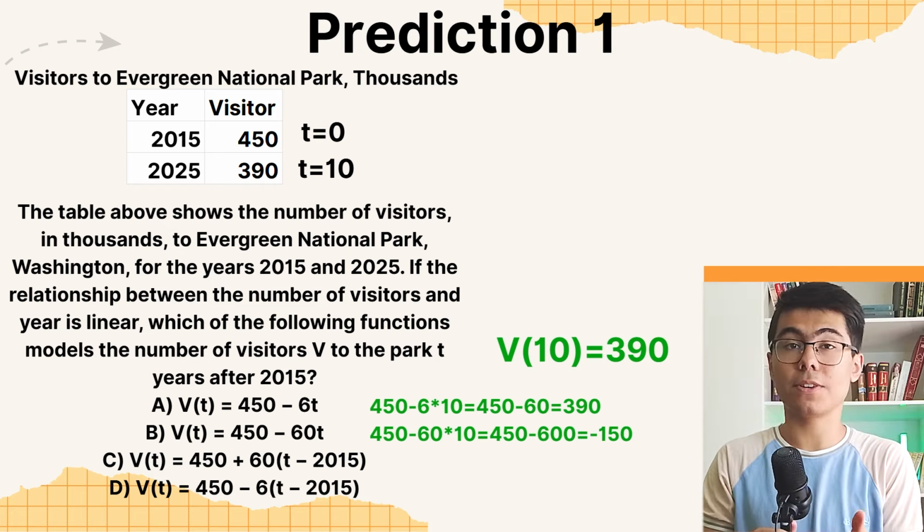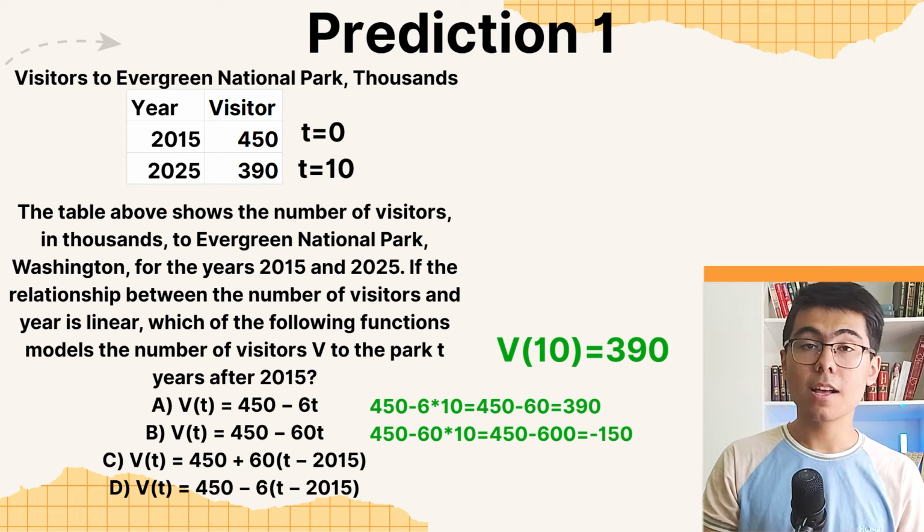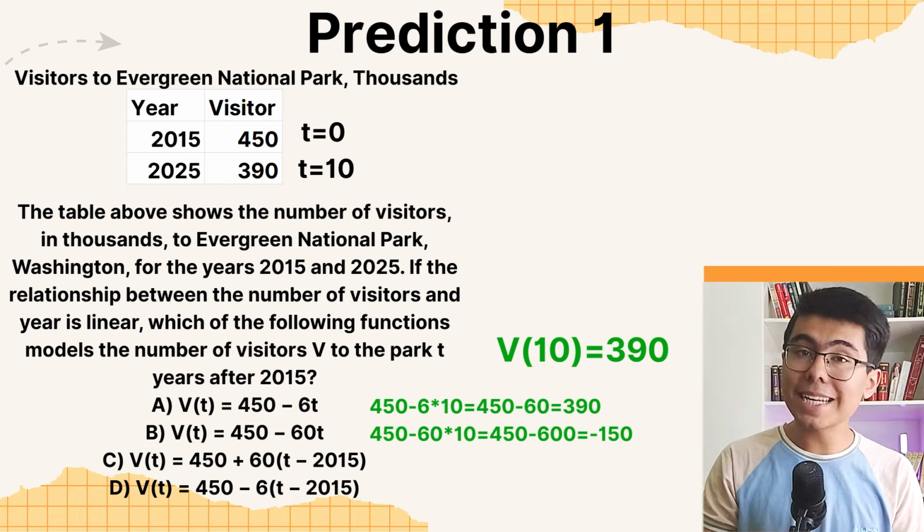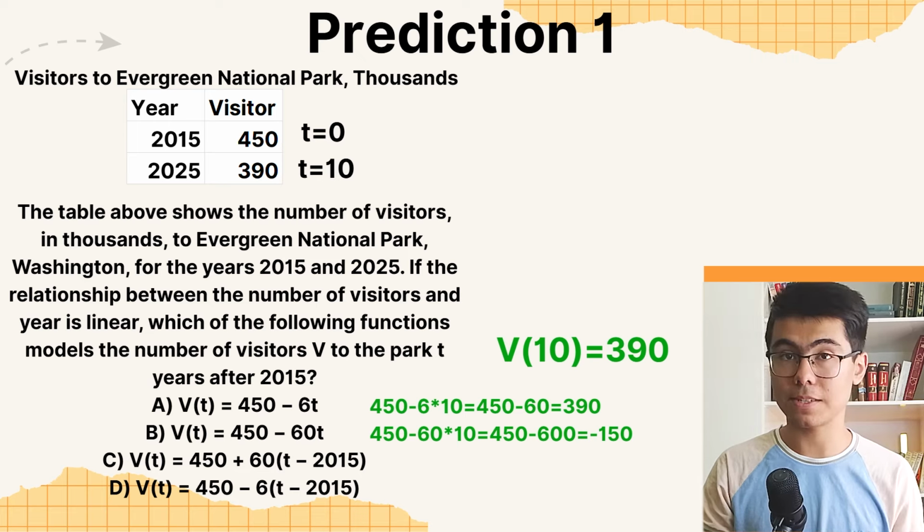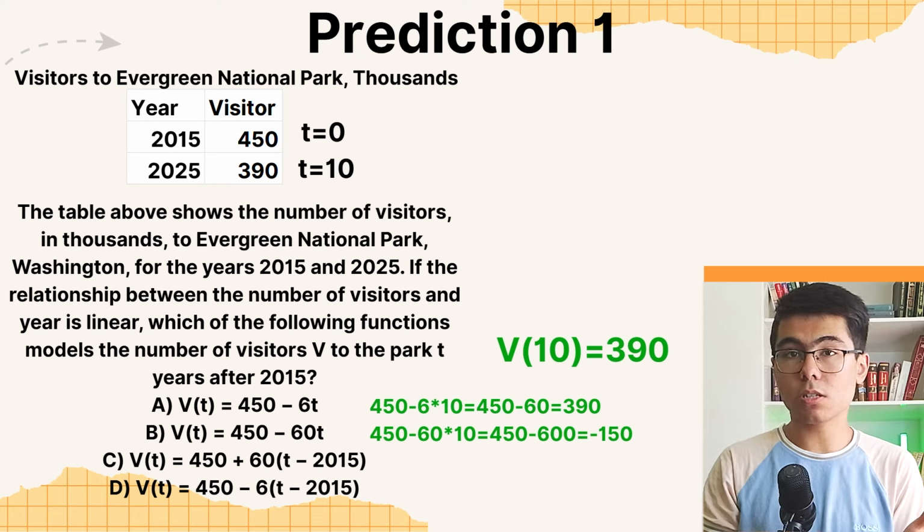Choice B, 450 minus 60 multiplied by 10. And that would be 450 minus 600, which equals 150, which is not something that we want. So this confirms it. A works perfectly.